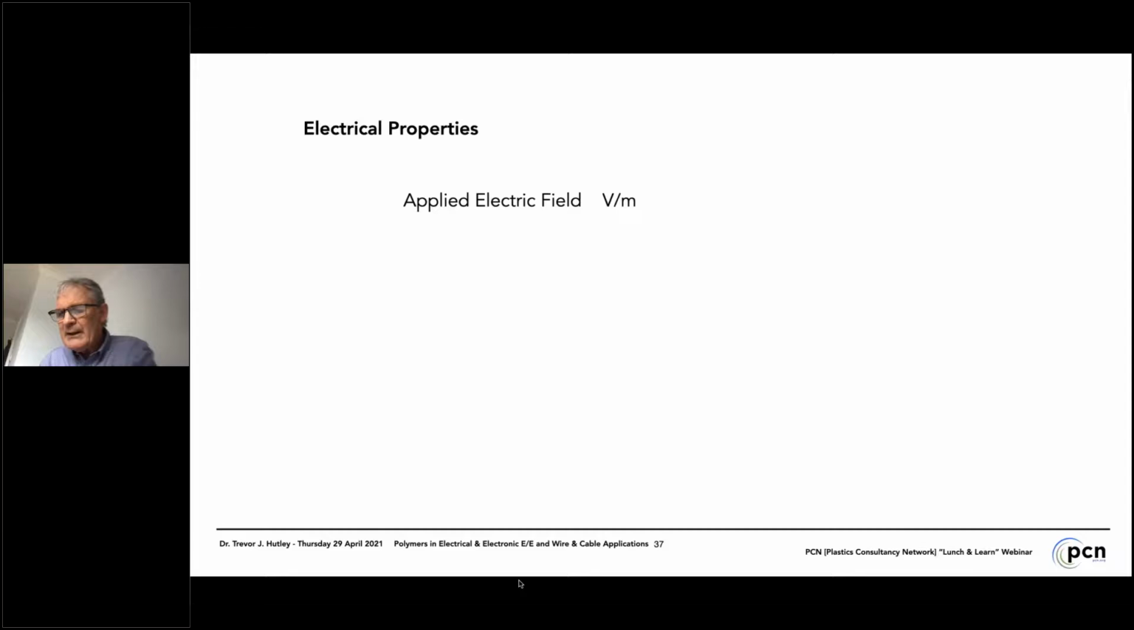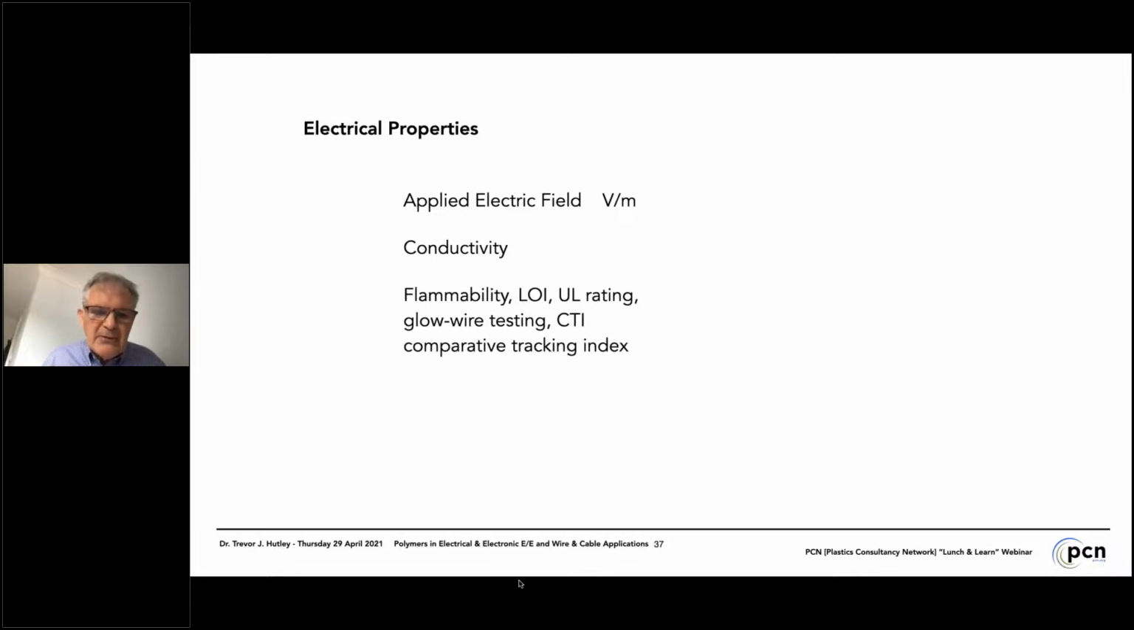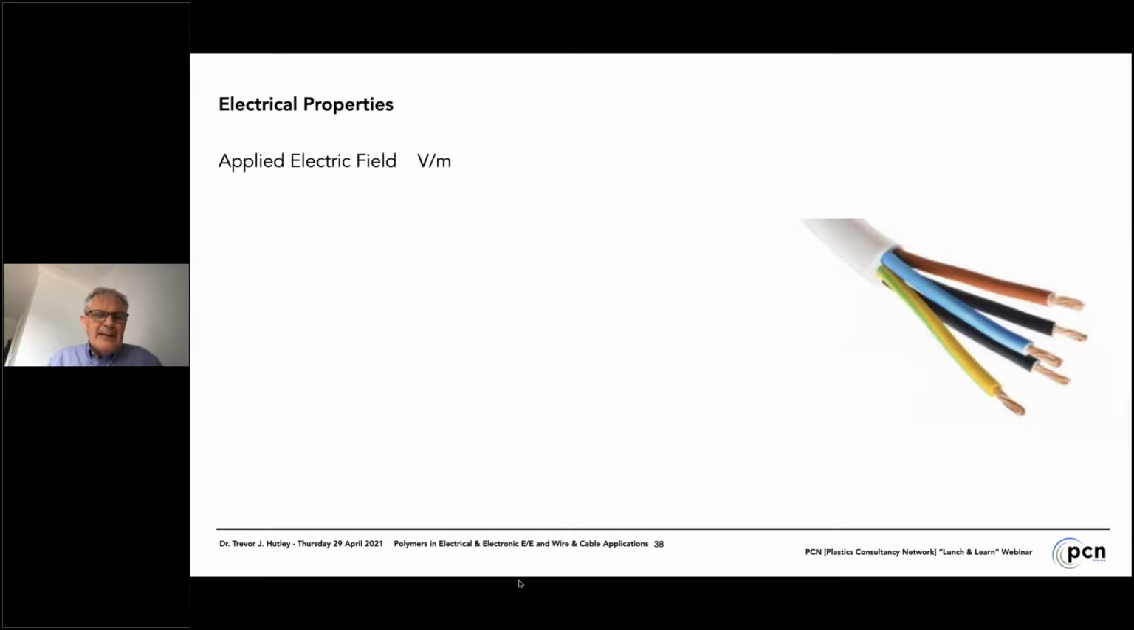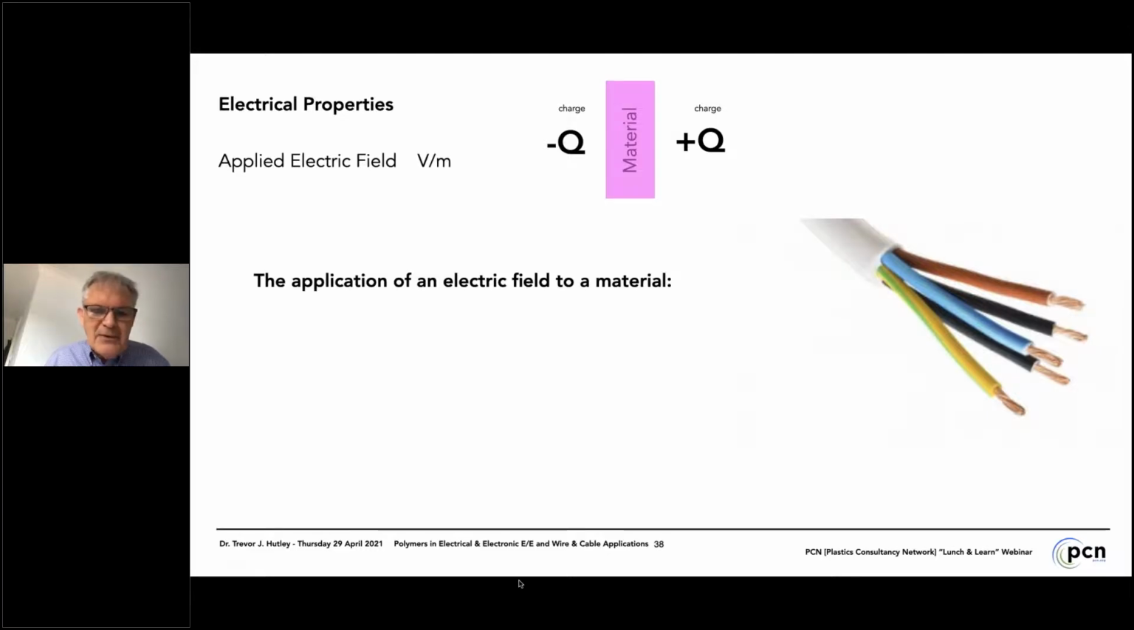I want to quickly look at some properties of materials that are important for us. The electric field, conductivity, flammability, electrostatic discharge, electromagnetic interference. And the applied electric field, when you take a material and you put a charge, a field across it, there are three things that can happen.